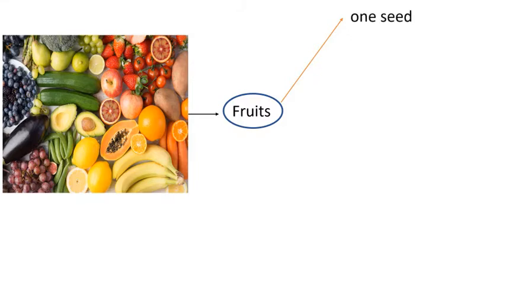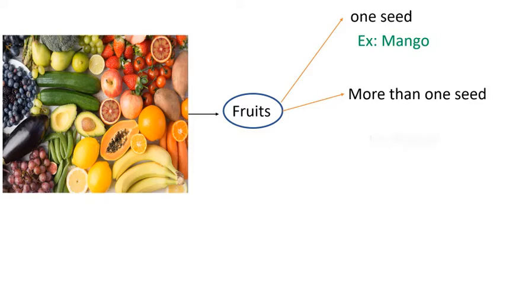And we also know that there are different varieties of fruits and vegetables. Children, fruits have seeds inside them. Very good. Some fruits have one seed, for example, mango. Whereas some fruits will have more than one seed.